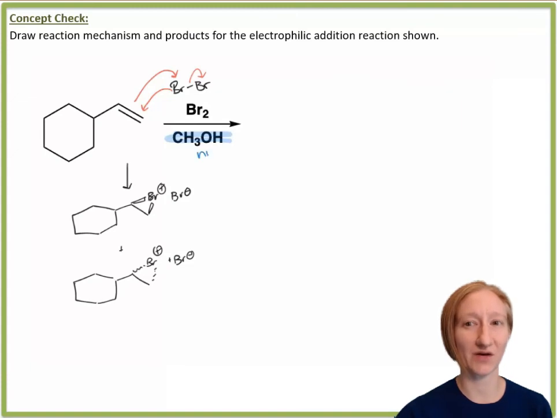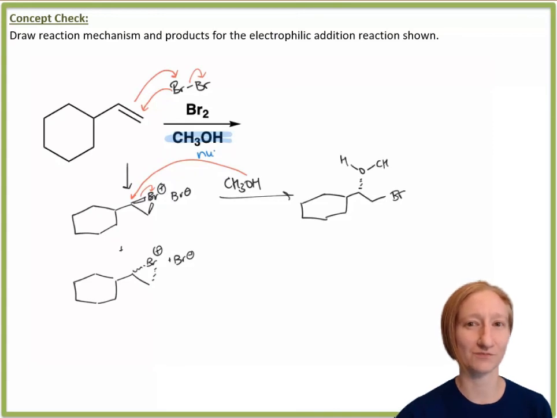Then the nucleophile will attack to open the bromonium ion. And here the nucleophile is methanol. So the oxygen of the methanol, the nucleophilic atom of the methanol, will attack the more substituted carbon of the bromonium ion. The attack occurs with inversion of stereochemistry at the carbon that is attacked. The other carbon remains unchanged.